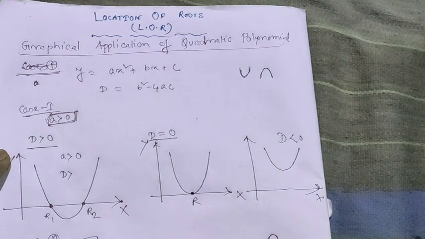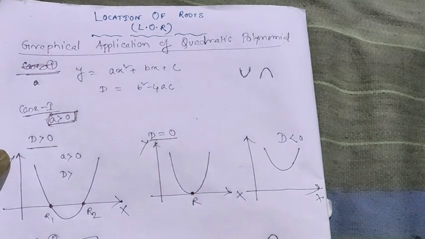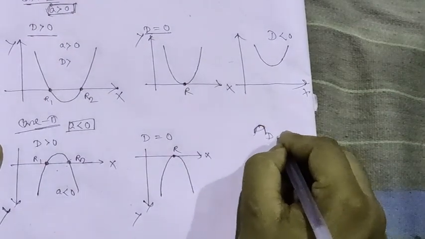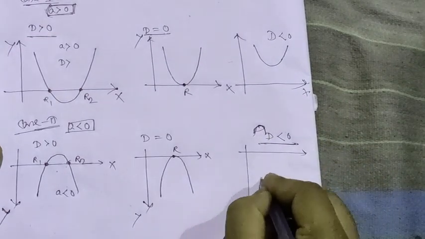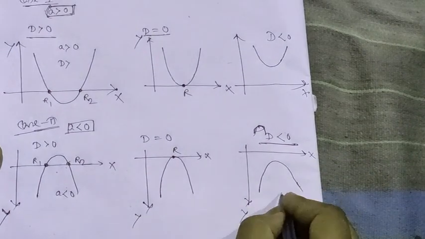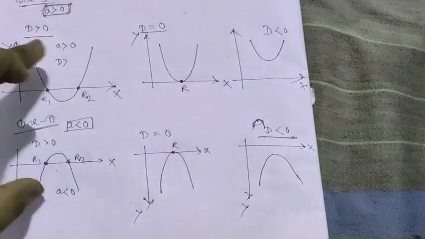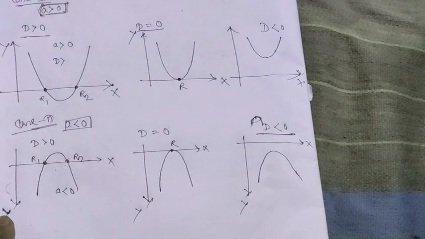In the second condition, d equals 0. We will have the curve like this. It will just touch the x-axis. Here we will get two equal roots. I suppose the root is r. And in the third condition, where d is less than 0, we will have the curve like this. It will not cut the x-axis, so we will not get any real roots. So first of all, you should know these six different types of cases, and you can master the topic of location of roots.